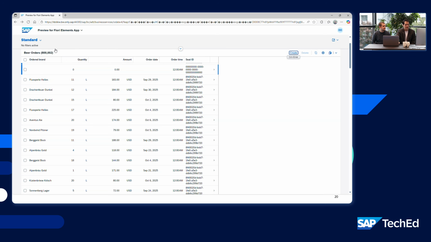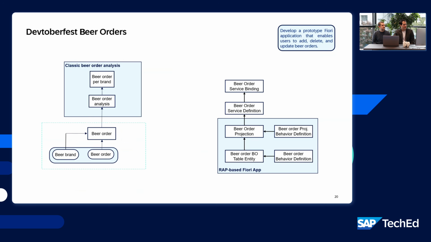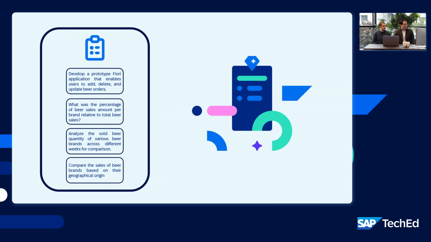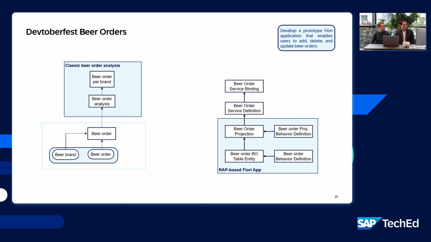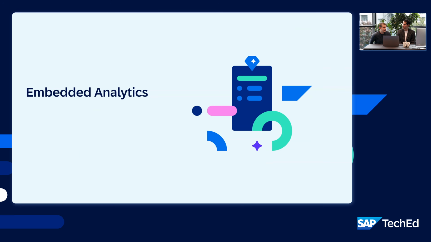Let's see, what's the next task? So our next task would be, what was the percentage of beer sales amount per brand relative to total beer sales? What do we need to do in this case? I think those are all tasks that have something to do with analytics. So maybe we can just create an analytical model, right?